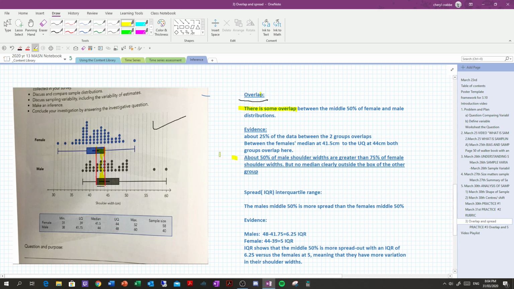And then we can go a little bit further, because then we can talk about about 50%.